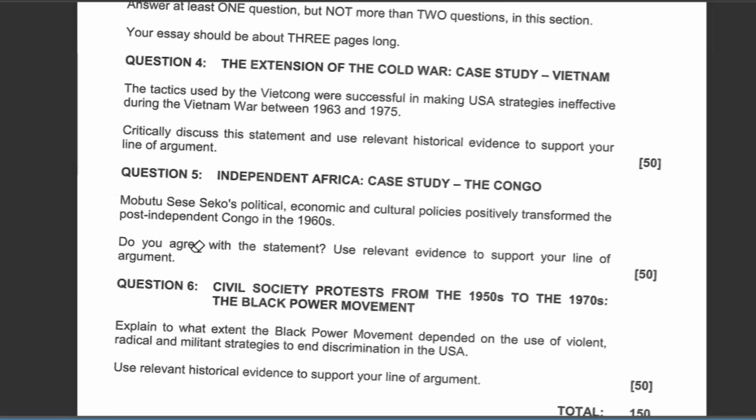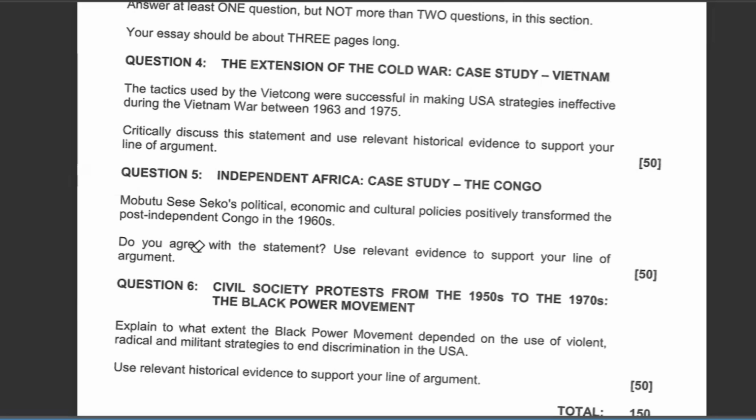Then on cultural policies, I can mention the authenticité. Those are my arguments which I am going to use in the discussion, and I'm going to support them and show how they failed the transformation of post-independent Congo. So in this instance, my introduction has got disagreement. I don't agree with the statement, and I've given historical evidence, and I'll elaborate. This essay will solely be based on the policies instituted by Mobutu when he got into power in post-independent Congo in the 1960s. That will be my introduction.